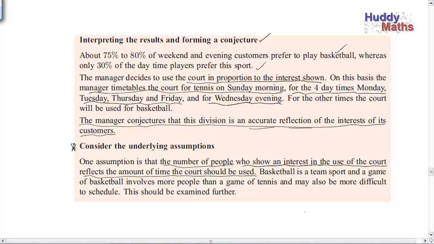You might want to play basketball, but it's a team sport. It involves more people than a game of tennis. What if you don't have enough basketball lovers there at the right time? It could be more difficult to schedule this. So you have to examine that. What about the way he conducted the survey? Was that adequate? Putting a sheet of paper on the front bench there? I don't know. Maybe people didn't see it, didn't have time to fill it in.